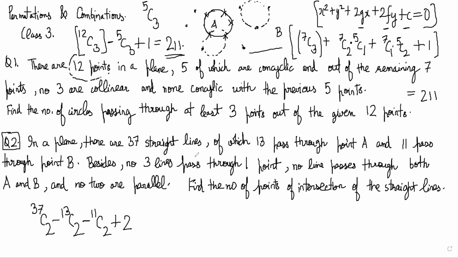Normally it should have been 37C2, but 13 of them are not contributing any points of intersection except one. And 11 of them again. So this is the answer for the second one, which will come out to be some 900 something. Yes, 535. Dave, you are getting this one, second one? Yes, I got it.